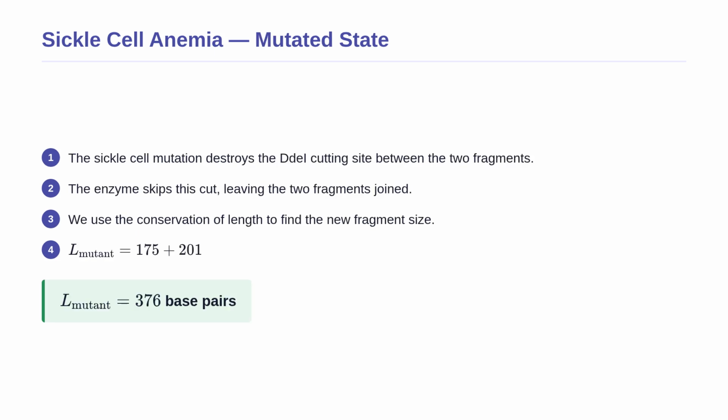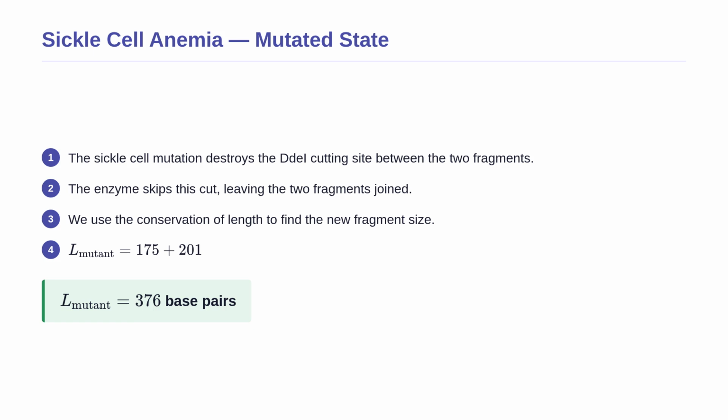Now, let us calculate what happens in a patient with sickle cell anemia. We're given that the mutation destroys the specific DdeI cutting site that separates those 2 pieces. We need to find the size of the new fragment produced. We choose the conservation of length principle because the total DNA material is unchanged.